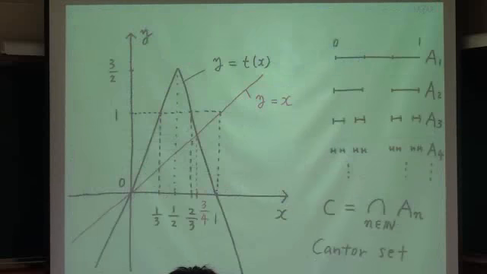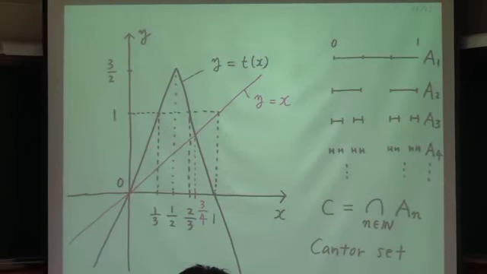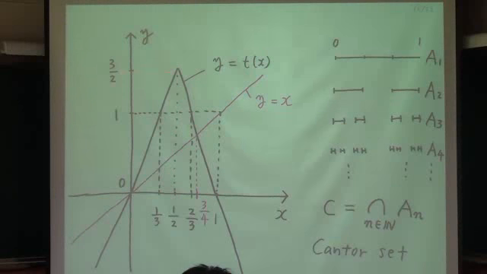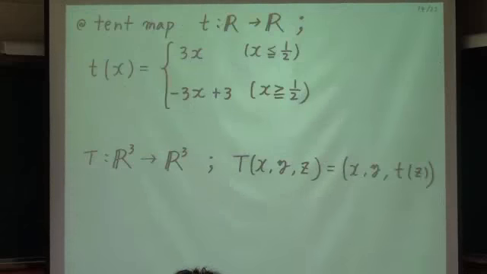So let me show. This is a graph of the tent map T. So for this, this is 1/2, and it maps to 3/2, and so these are linear, and also this part is linear, and this is a map from R to R.